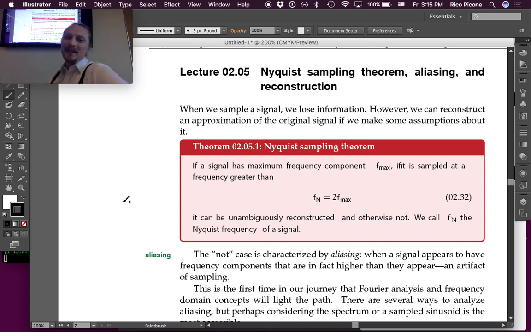So when we sample a signal, we lose the information that's in between the sample points, right? It's just we do. However, we can reconstruct an approximation of the original signal if we make some assumptions about it.